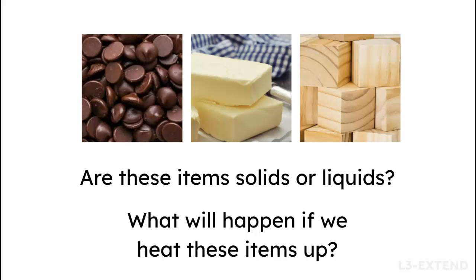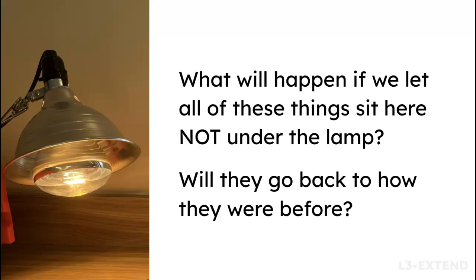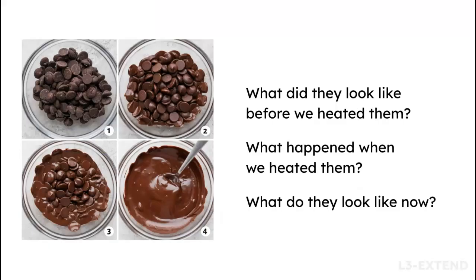You'll then put each object into a foil pan and ask students to describe the objects. You'll have students make predictions about what will happen and record student predictions and run the experiment. You'll check on items the next day. You'll ask students about the materials before and after heating.